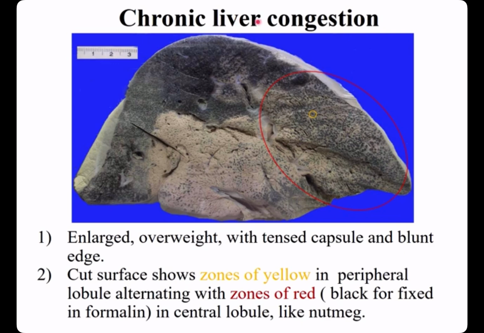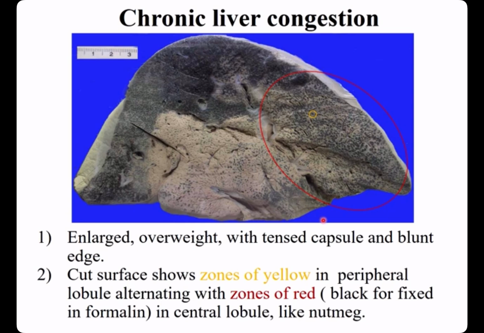This is chronic liver congestion. Because of chronic right heart failure, hepatic vein outflow was sluggish or obstructed. Blood accumulates in the hepatic sinusoids, showing the liver overweight, enlarged, with tensed capsule and blunt edge.